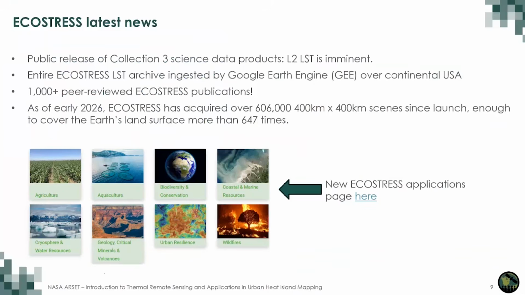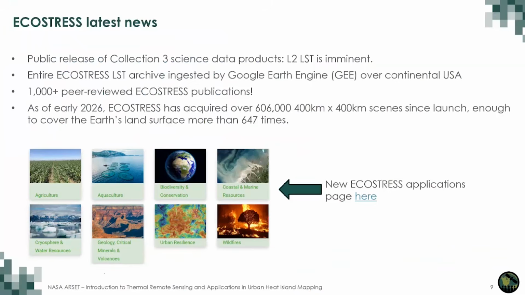Also very exciting for us this year is that, and I'll be showing you, of course, the demo in Google Earth Engine, is that the entire ECOSTRESS land surface temperature archive has now been ingested into Google Earth Engine over the entire continental US. So this is fantastic news for us and opens up a lot of data and science and applications that we can use with other data within Google Earth Engine.